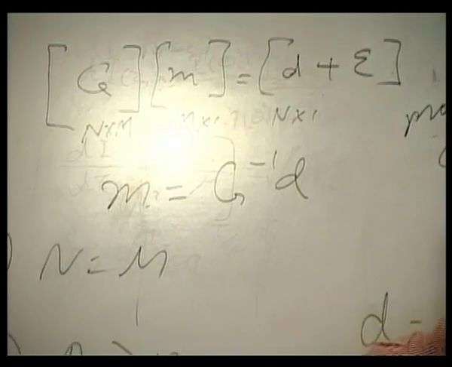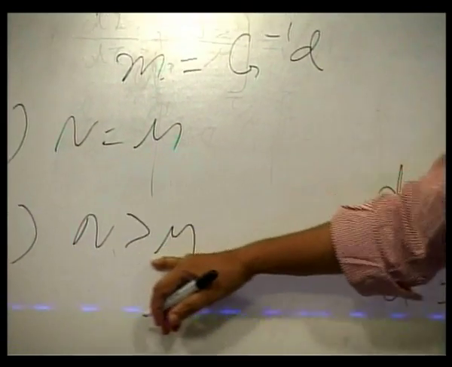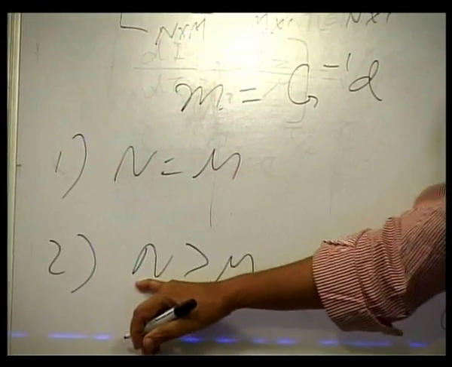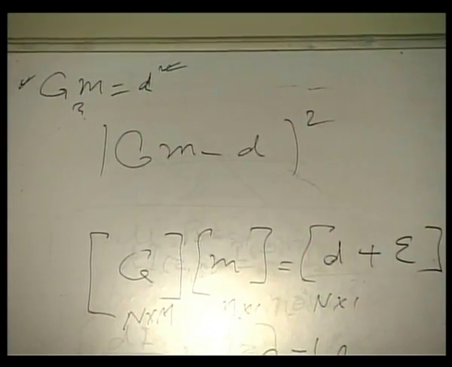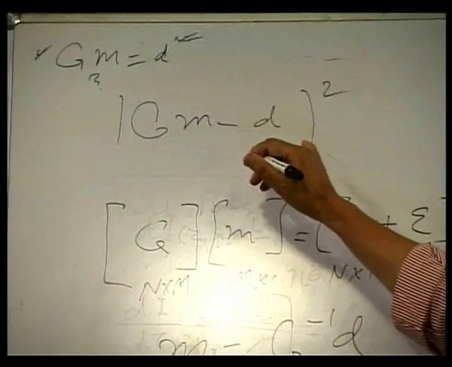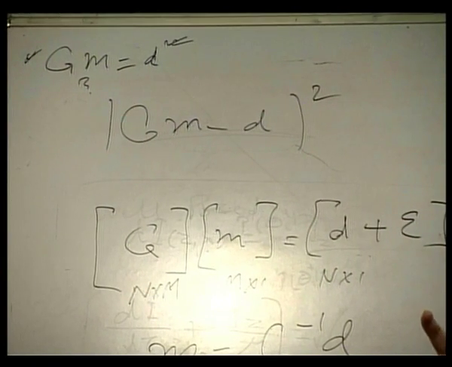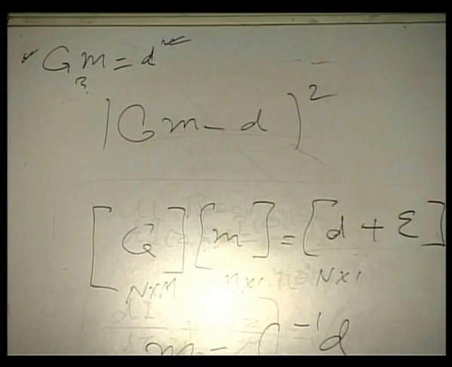However, you can always get a unique solution if you impose some conditions on it. And one of those conditions could be this. The moment you put this condition, this is going to give you a unique solution for m. And that does not mean that it is a correct solution, but it is a unique solution.